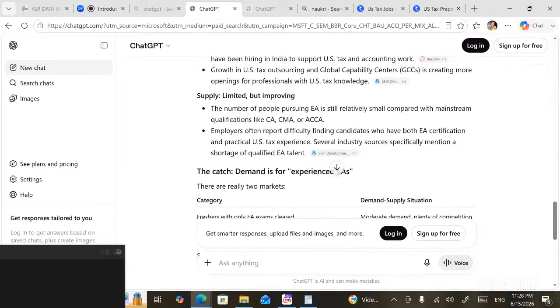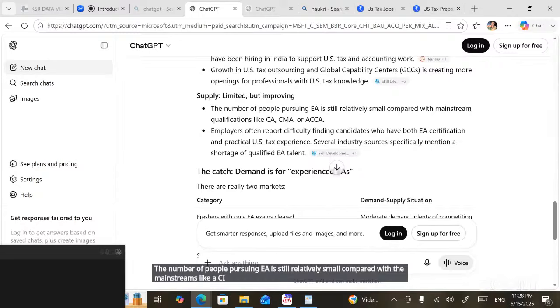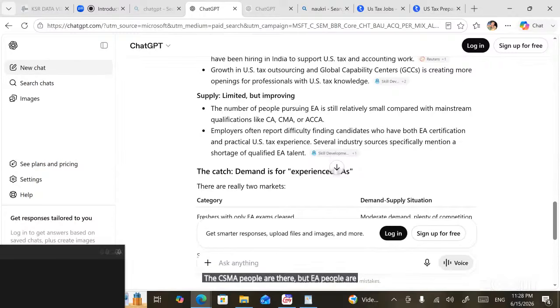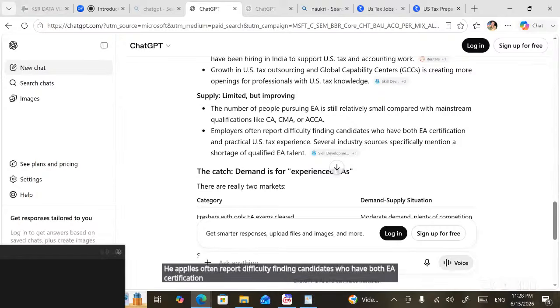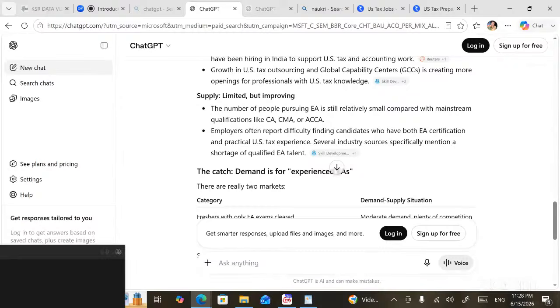You can see supply is very limited. The number of people pursuing EA is still relatively small compared with the mainstream ones like CA, CMA, and ACCA. The CA, CMA people are there, but EA people are very less, sir. Employers often report difficulty finding candidates who have both EA certification and practical US tax experience. Show me any other IT technology that has this kind of requirement, sir.